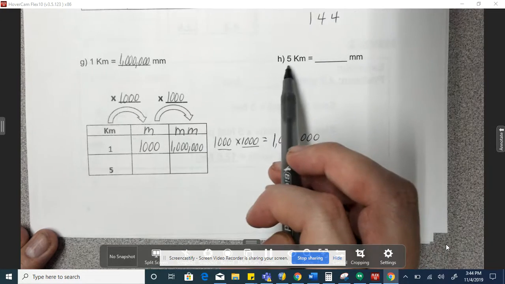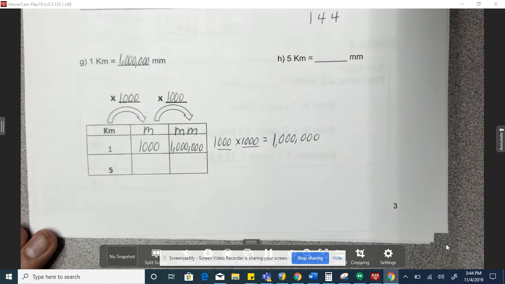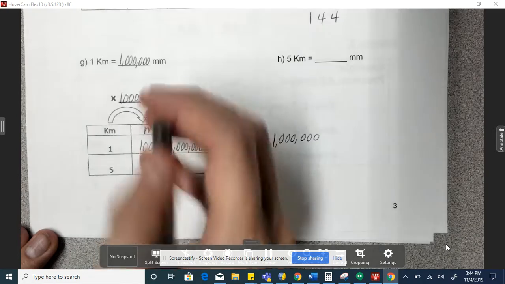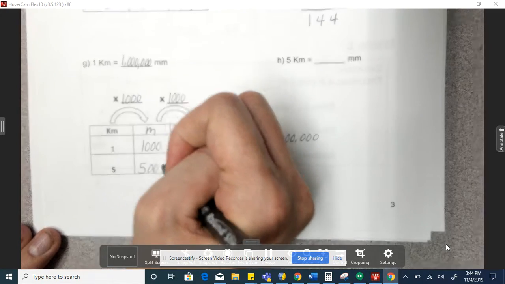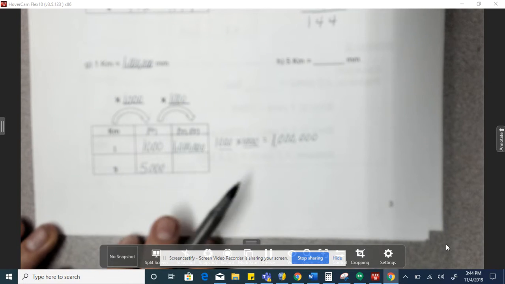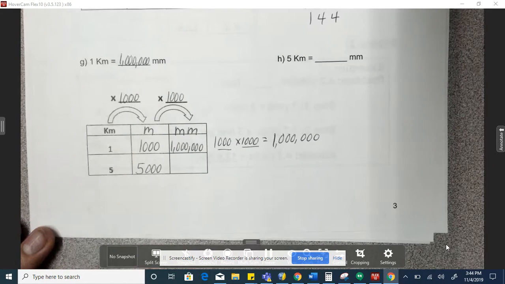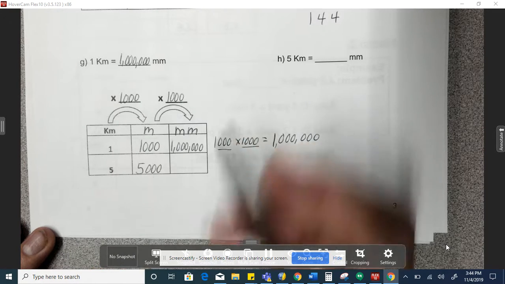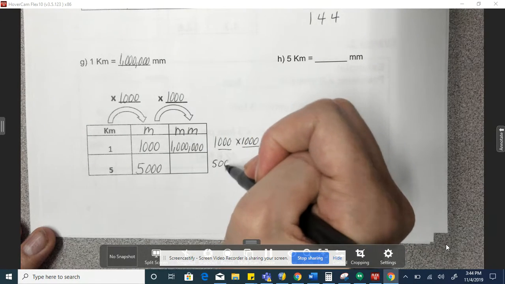Now we're going to do this for 5 kilometers. Let's see. 5 kilometers times 1,000 meters per kilometer is 5,000 meters. Almost done. Now I'm going to multiply to figure out how many millimeters are in 5,000 meters. Well, I know that there's 1,000 millimeters in every meter. So I'm going to do 5,000 times 1,000.